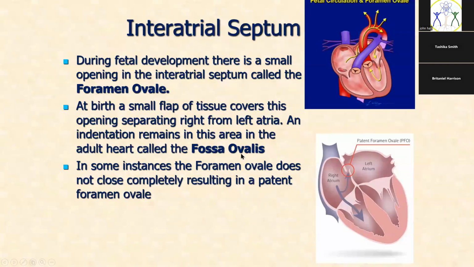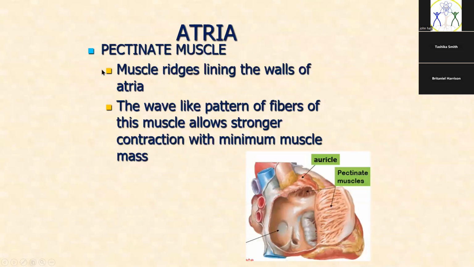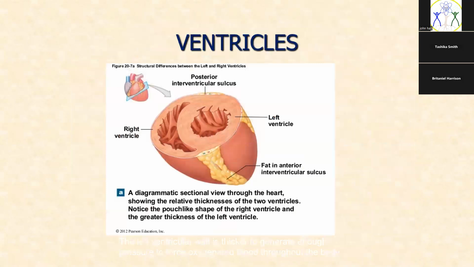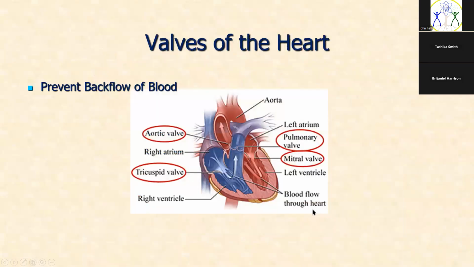Is there anything I didn't mention? So I mentioned pectinate muscle already too. Good. Chambers, awesome. Ventricles, we mentioned those. I mentioned the moderator band in passing, right? I just said it transmits impulses from the right bundle branches. I'll explain what that means when I go to electrical signals in the heart.